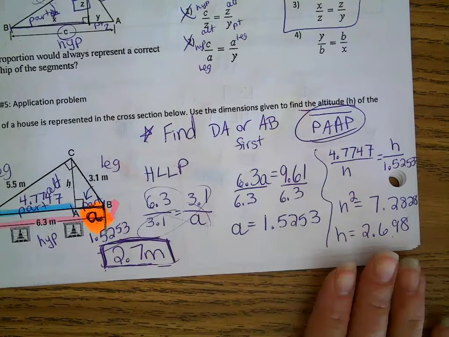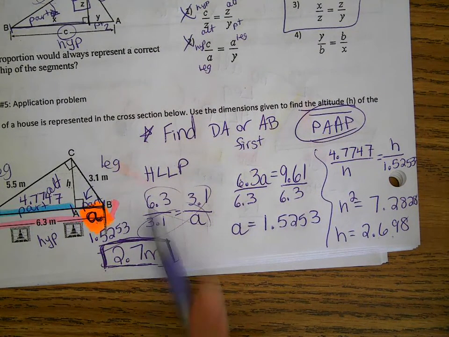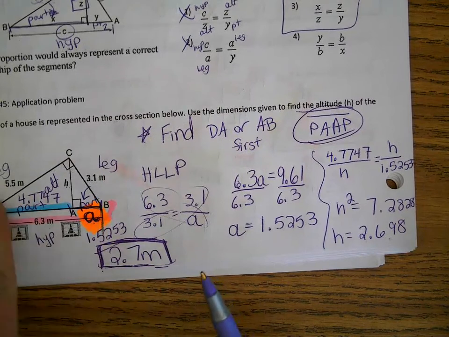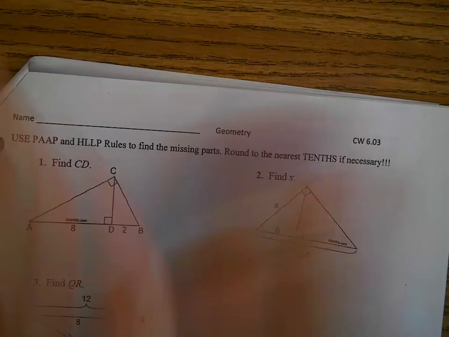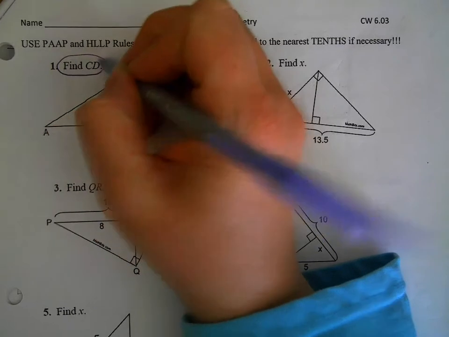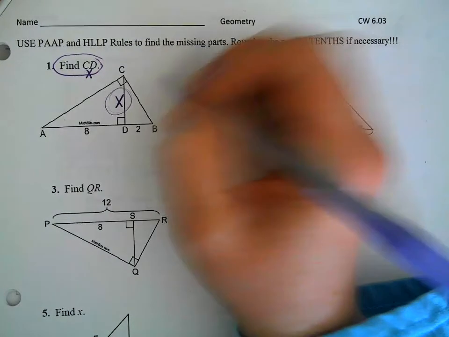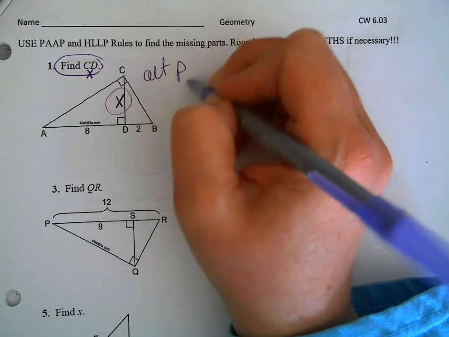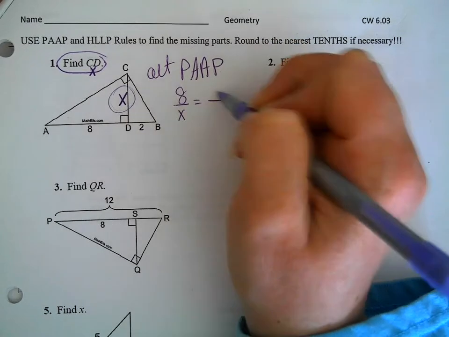So it was a little tedious with the decimals, but that's what happens with some of these questions. Okay. So again, identify the pieces you have. So labeling the hypotenuse, the leg, the altitude is going to be to our best benefit. Looking at this example and these questions, some of you will struggle with questions 1 and 3 because you don't see a variable on your picture. So when we're asked to find CD, put x next to CD. That's what we're looking for. That means CD is next to your altitude, so we need the PAAP rule. So we want you to set up the proportion. Part is to altitude as altitude is to part, and solve for x.